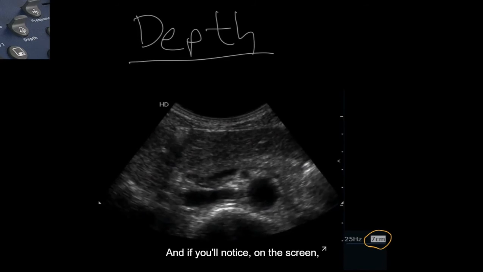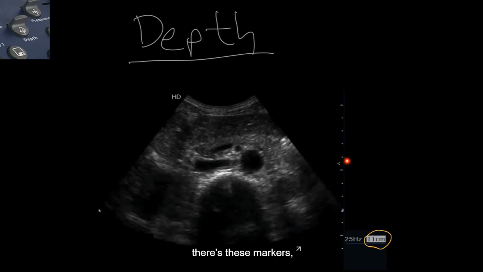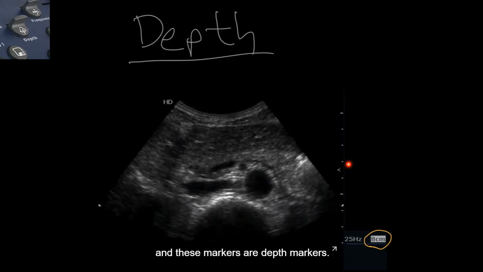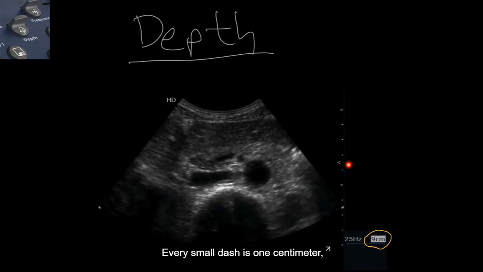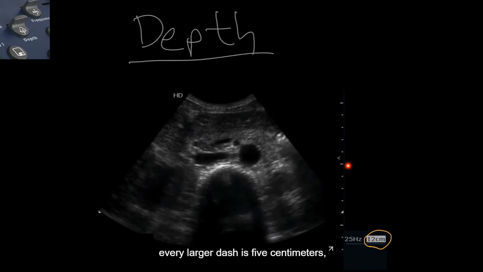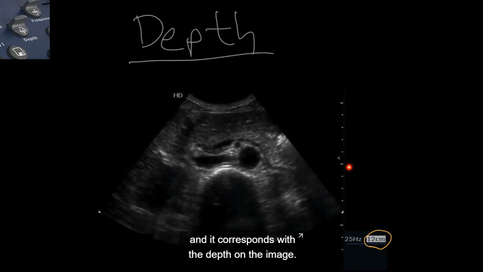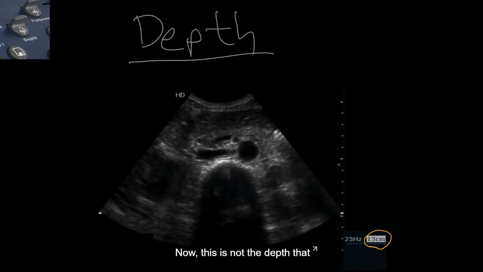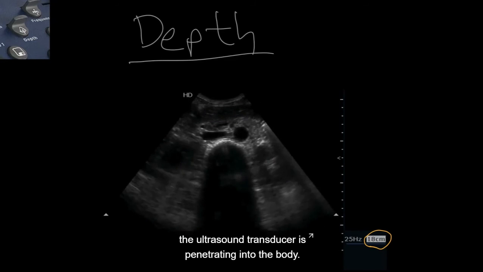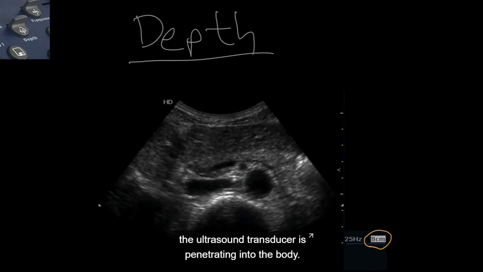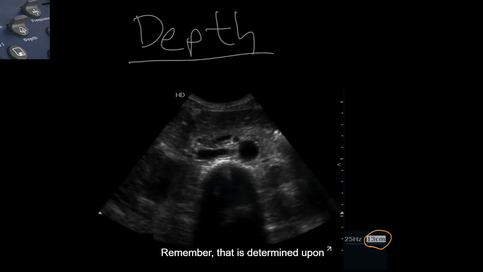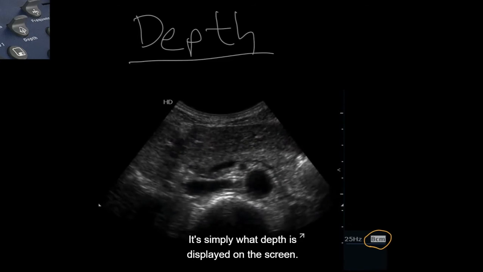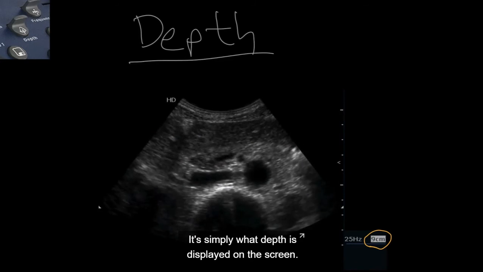And if you'll notice, on the screen, there's these markers, and these markers are depth markers. Every small dash is 1 centimeter. Every larger dash is 5 centimeters. And it corresponds with the depth on the image. Now, this is not the depth that the ultrasound transducer is penetrating into the body. Remember, that is determined upon the frequency that's chosen in the ultrasound transducer. It's simply what depth is displayed on the screen.